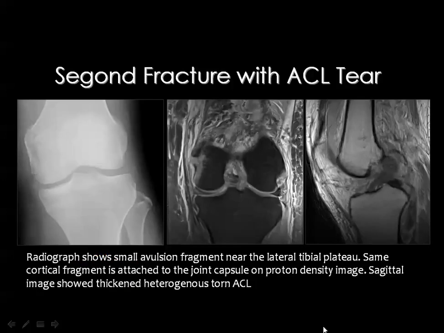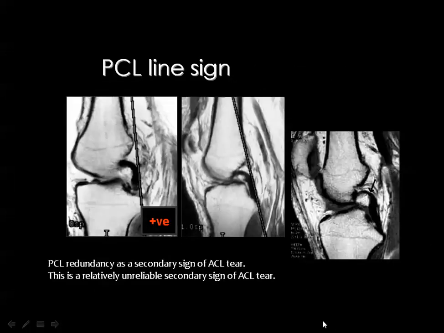You can appreciate the Segond fracture in the plain X-ray, and you may see it in the MRI, but it is better appreciated in the plain X-ray or in the CT scan. You can also see the empty notch sign and the abnormal configuration as well as the abnormal parenchymal signal of the anterior cruciate ligament. One of the weak signs of ACL rupture is known as the PCL line sign.